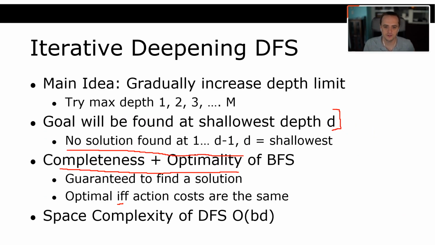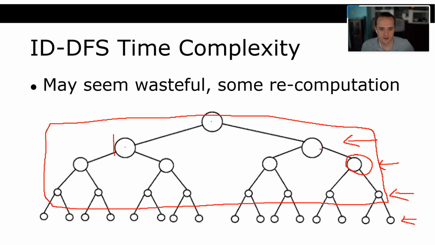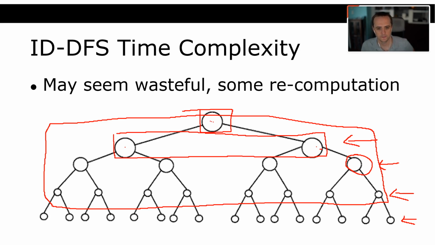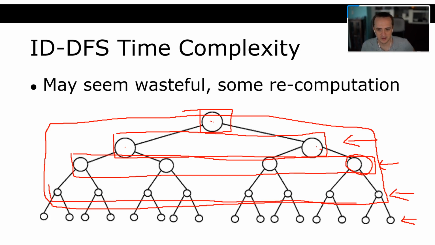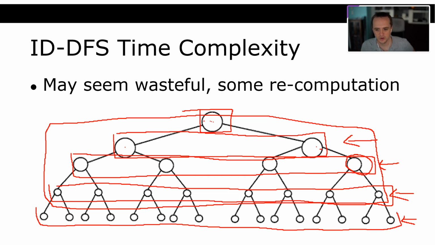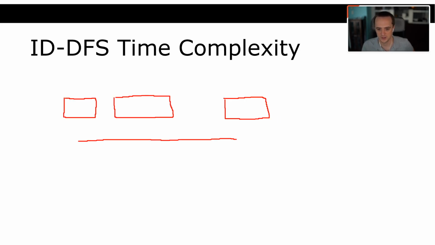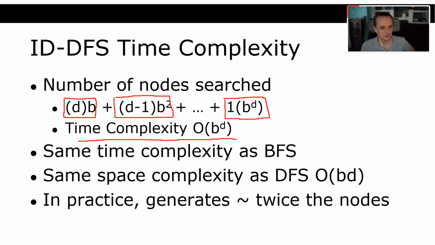Okay? And the reason for that is the following. If we look here at depth 1, we have one more node than the previous depth. So we had 1, now we have 2. At depth 3, we have 4 nodes. 4 is equal to 1 plus 2 plus 1. Down here we have 8 nodes. 8 is equal to 4 plus 2 plus 1 plus 1. The next one, we have 16, which is equal to 8 plus 4 plus 2 plus 1 plus 1. So in practice, we search twice the nodes as BFS.